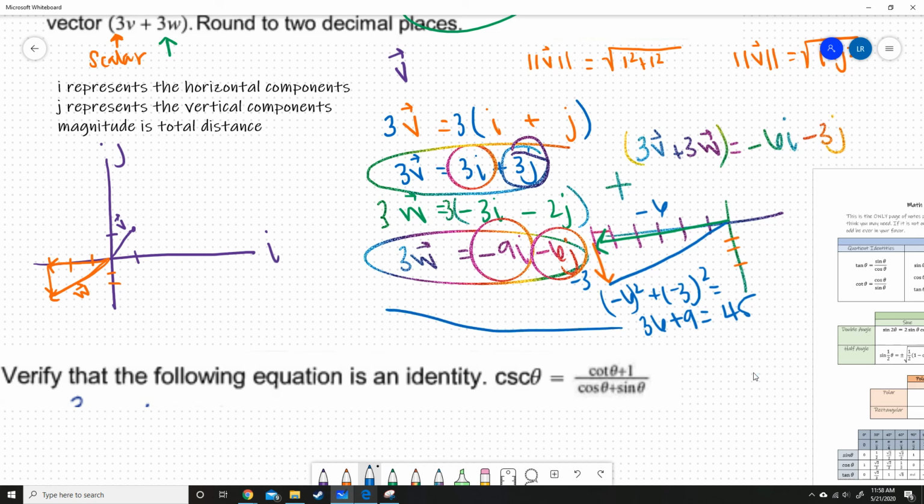For space, I'll write over here. The square root of 45 is the magnitude of 3V plus 3W, my bad. My computer is just being a little slow. That's the magnitude of 3V plus 3W. It tells you to round to two decimal places. When you plug that into your calculator, you're going to get 6.71. So that's our magnitude, 6.71.